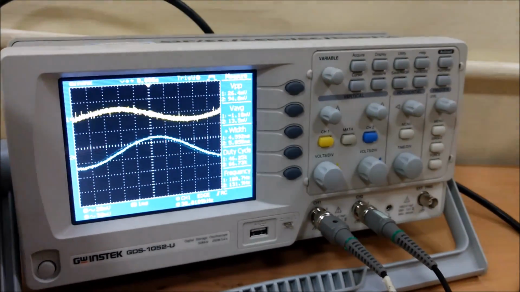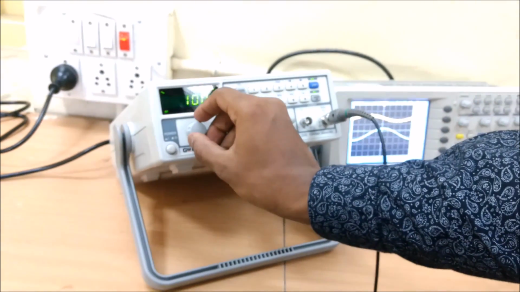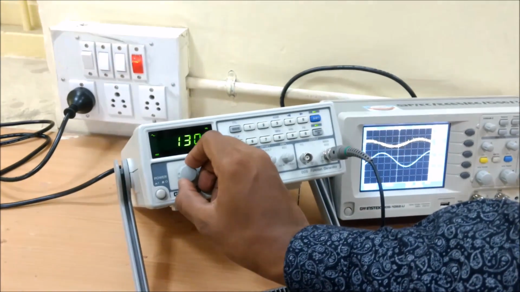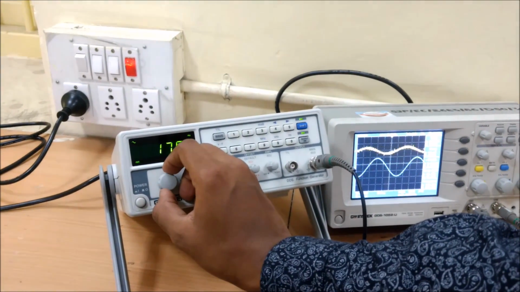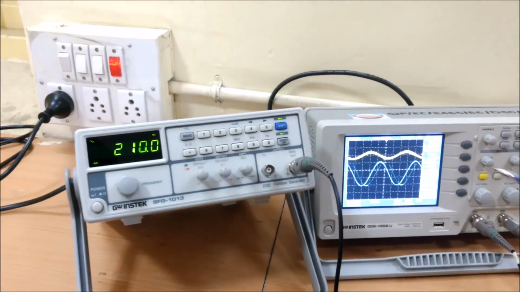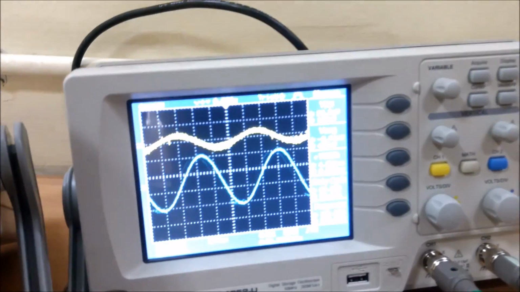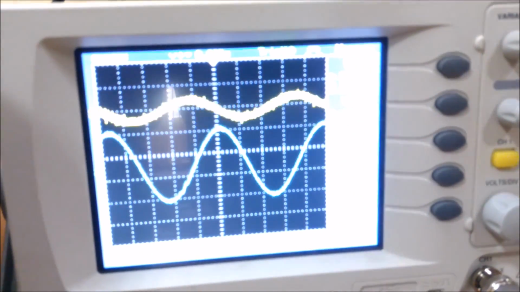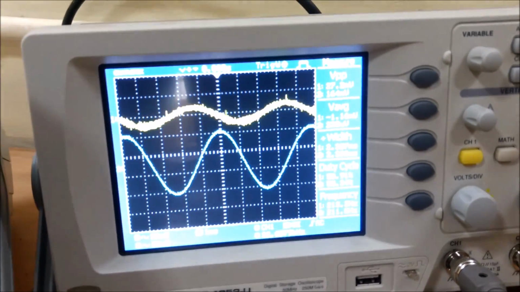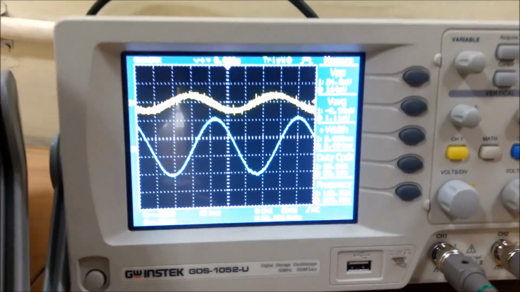Let's increase the frequency and see what happens. Actually, what are the RC coupled characteristics? Let's increase to 200 hertz. Let's say my input is 20 millivolts, but my output is 164 millivolts. That means the gain is increasing, right? We'll see that in a practical way.